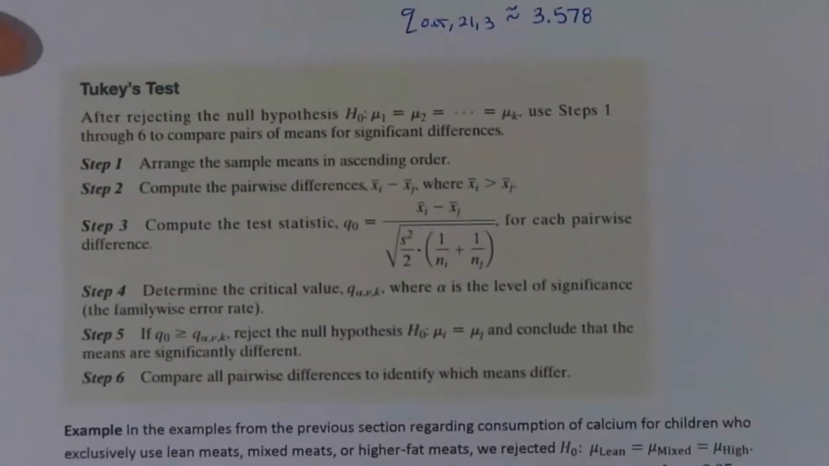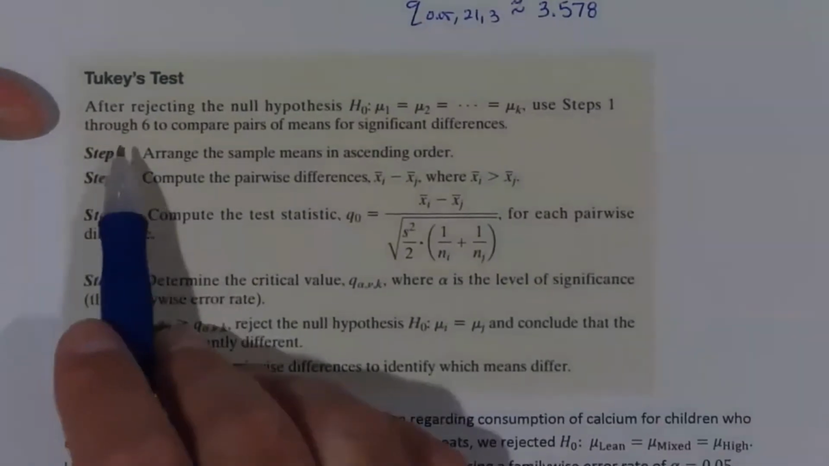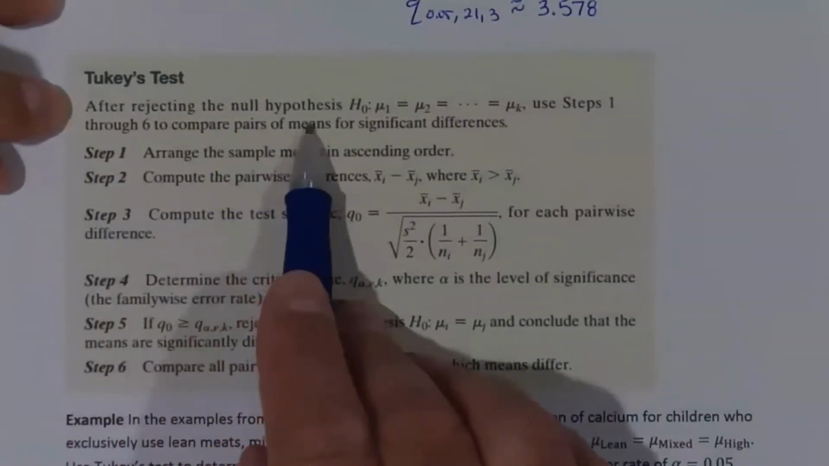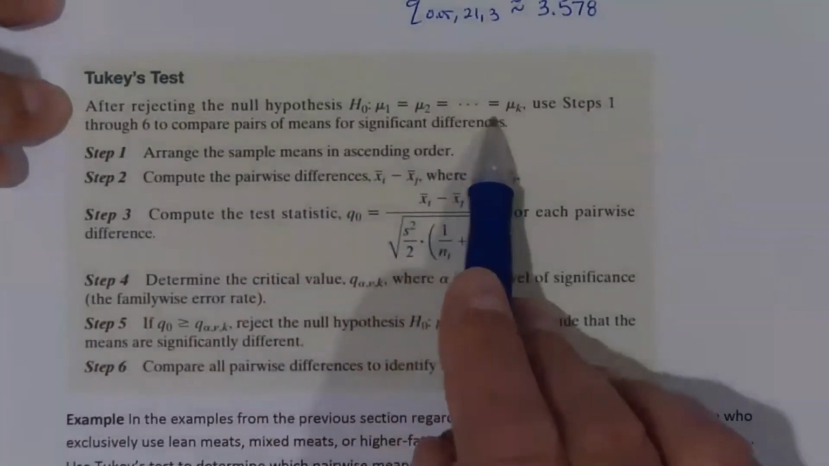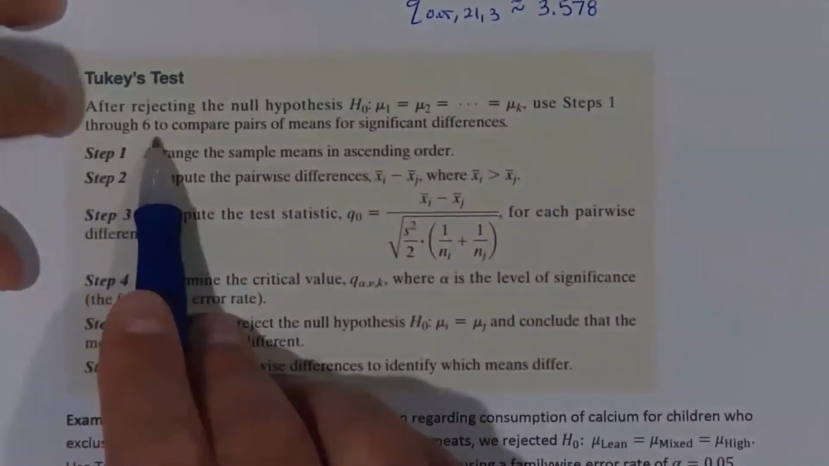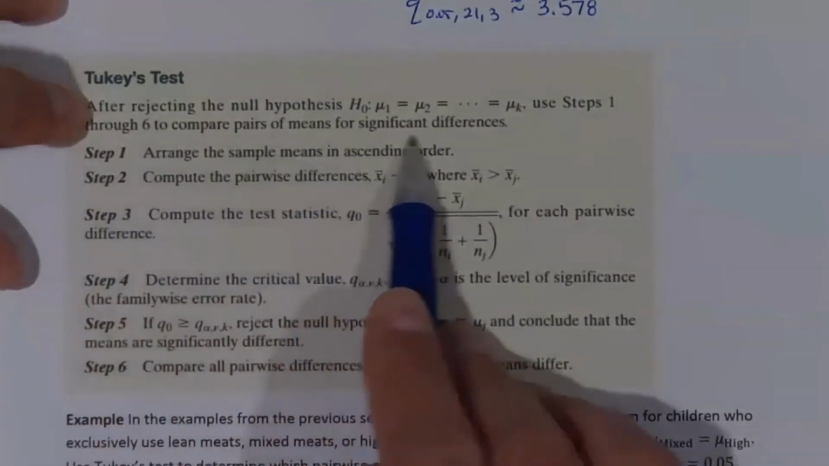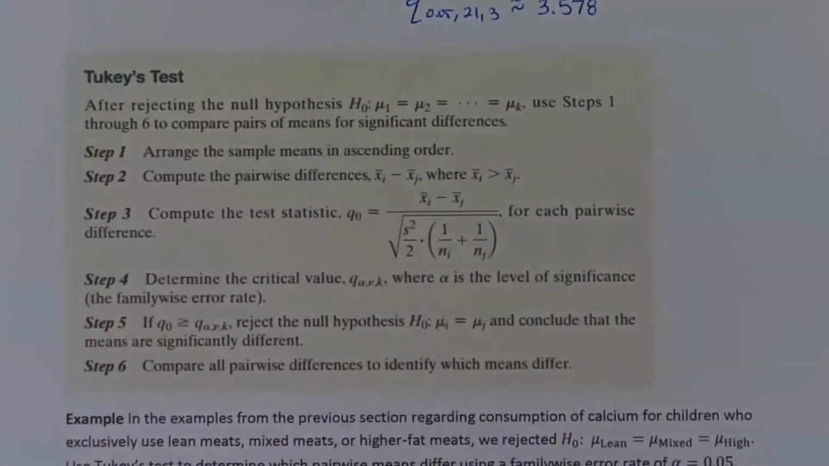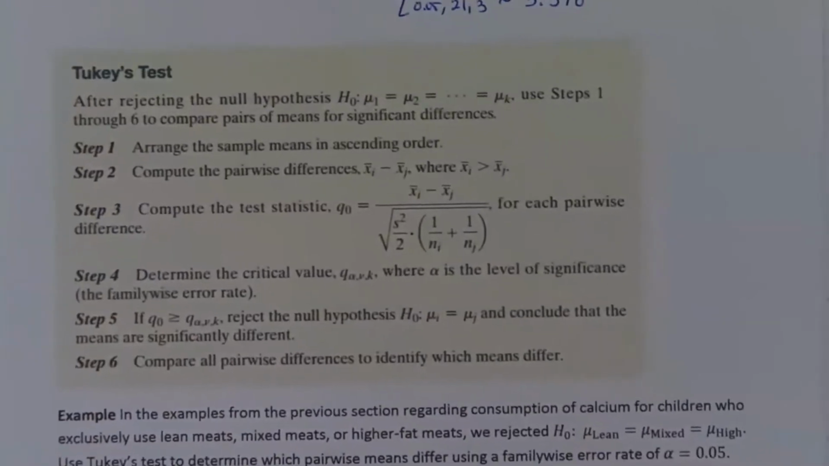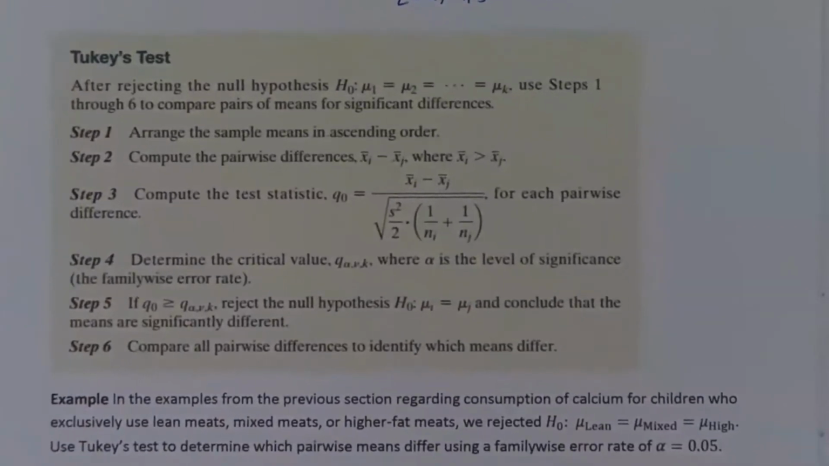Now, if we want to conduct Tukey's test, after rejecting the null hypothesis that mu1 equals mu2 and so on, use steps 1 through 6 to compare pairs of means for significant differences. So again, if we've rejected that the means are all equal and we've concluded that at least one mean's different, then we're going to look at each pair of means in order to see which ones are different. And so for each pair of means, we're going to calculate this test statistic Q0.